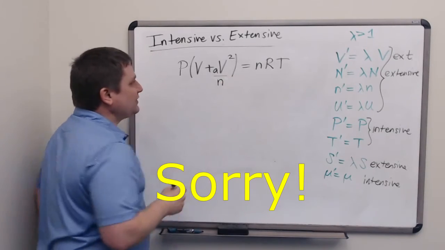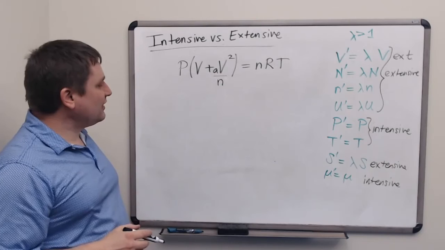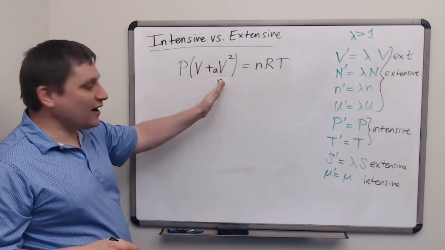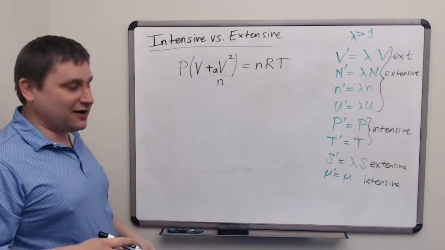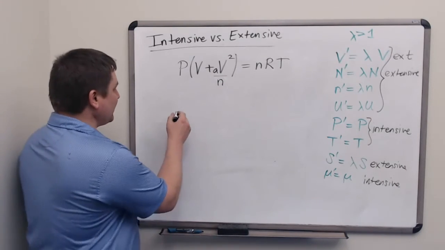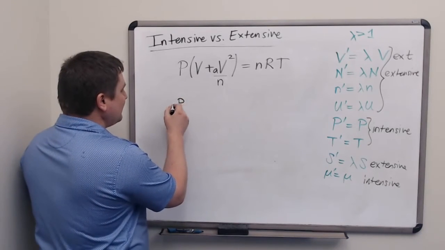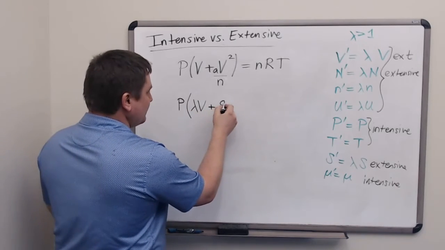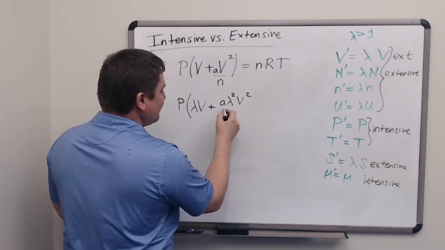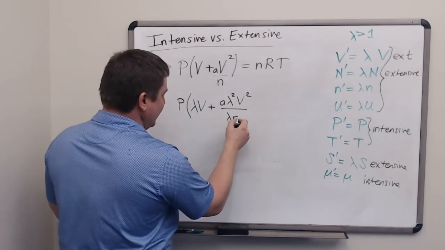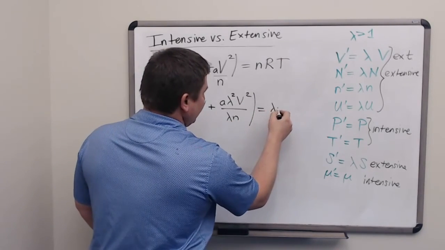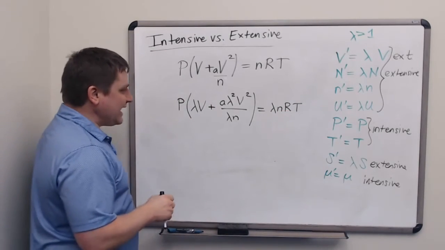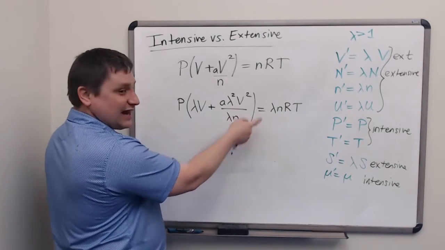So what if we took pressure times the quantity, volume plus a constant times volume squared over moles? How would that fare when we did the scaling? Well, let's plug it in, all right? Pressure prime would be the same as pressure. The volume would get scaled up. Here we'd have lambda squared V squared. And in the denominator, we would have lambda n. Over here we get lambda n times R times T.